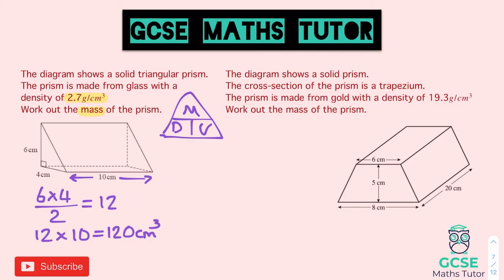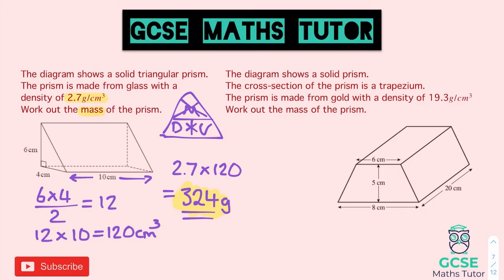Again, we're working out the mass, so we'll cross off the M, density times volume. So the density is 2.7, just given to us in the question. So we would do 2.7 multiplied by the volume, which we've just worked out, 120, that's going to give us our final answer. We'll type that into a calculator. So 2.7 multiplied by 120 gives us a final answer of 324. The units again were grams per centimeter cubed, so that'd be 324 grams. And there we go. That's our final answer for the first question.